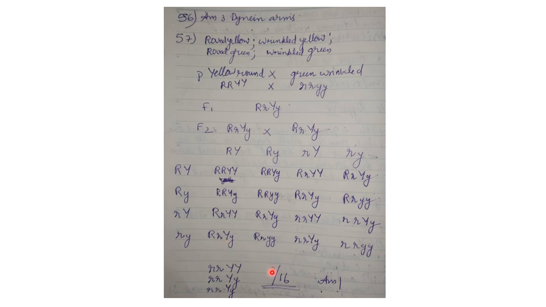So out of these, out of the total 16 progenies, 3 will be yellow wrinkled. So 3 out of 16. So answer 1 is the correct answer.